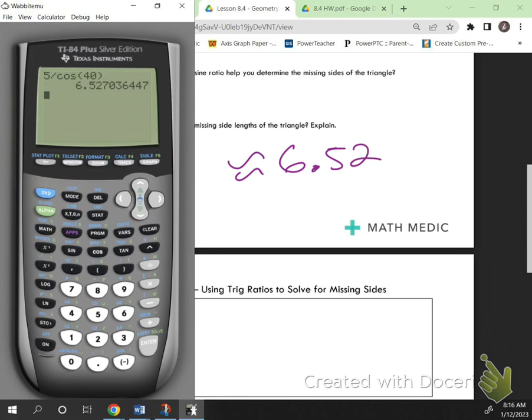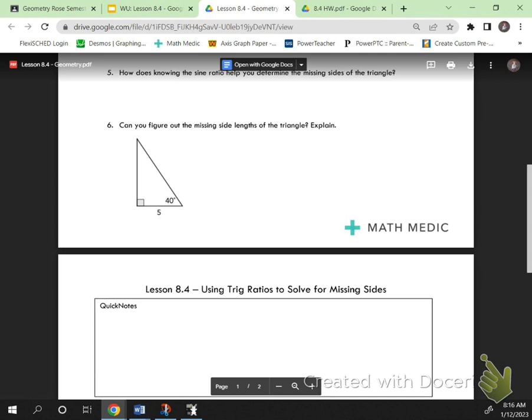So if I know an angle and if I know a side, I can find the other side. So check it out. We found this is cosine, this was adjacent, this was hypotenuse, and I just found this is about 6.52. How could I find the other side now? I know two sides. Pythag. Right? So now we're putting it all together.